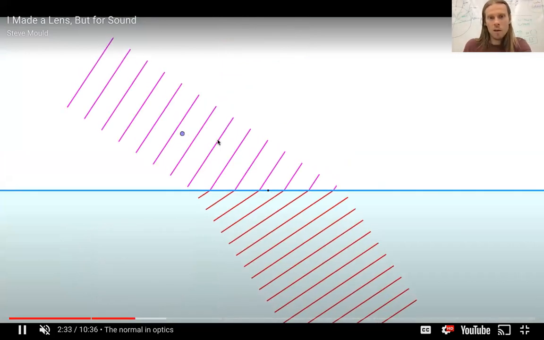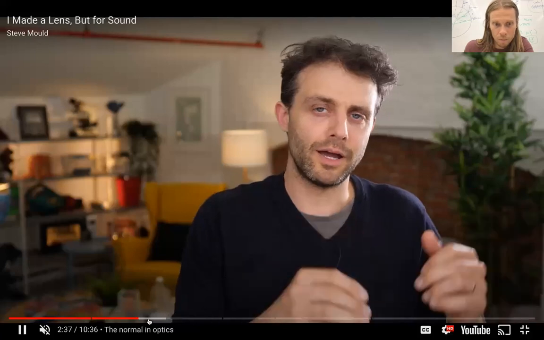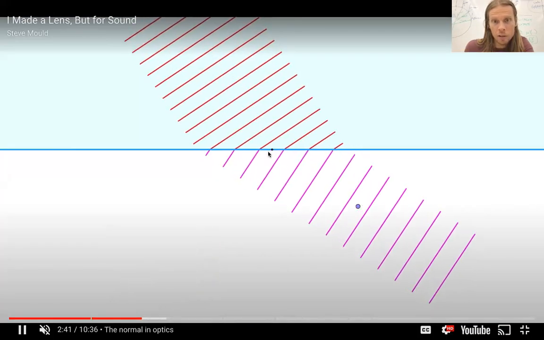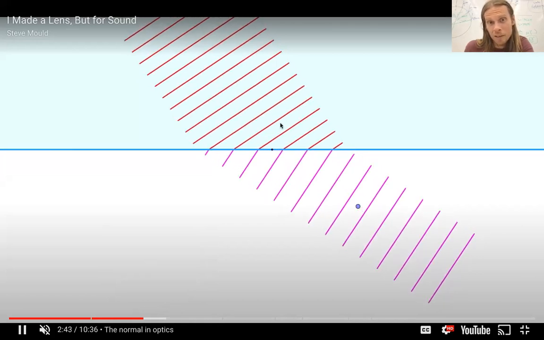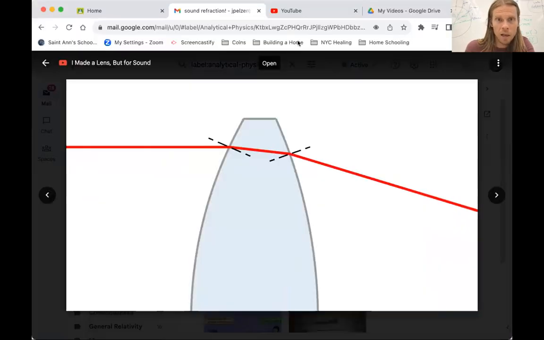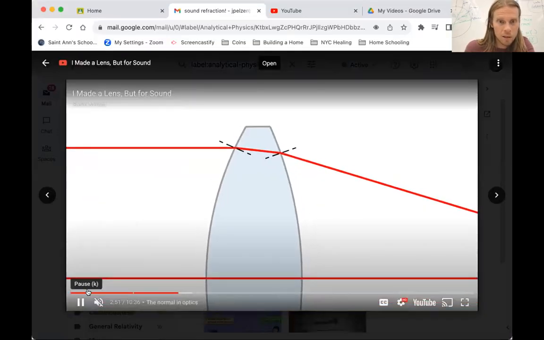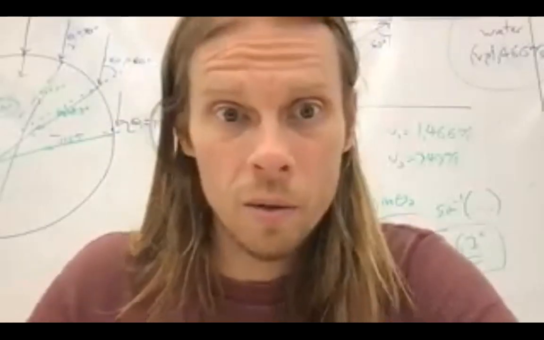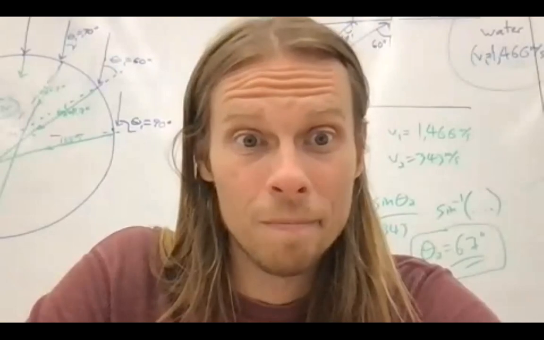Now, this one was what? Faster to slower. So it went from this angle to this angle. And if they go from slower to faster, they bend outward, right? Smaller angle to larger angle. And that is it. And this guy's talking about it in terms of light, but he made a sound lens. So it's kind of cool. We'll do light eventually, but the point is it works for sound, which is kind of cool.